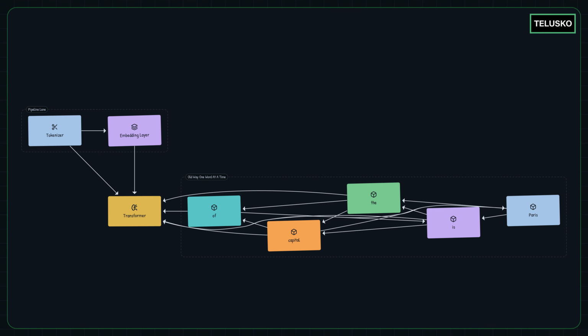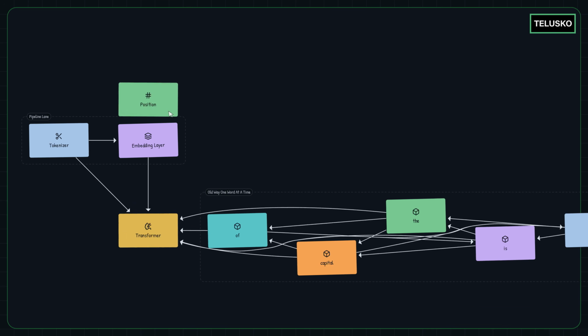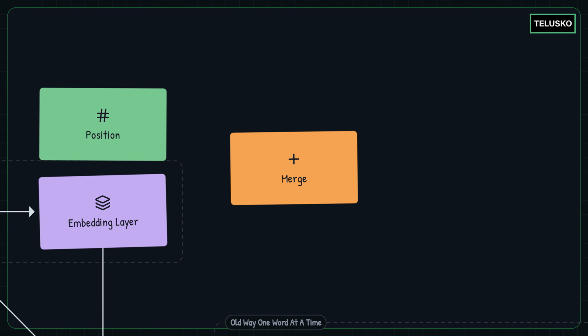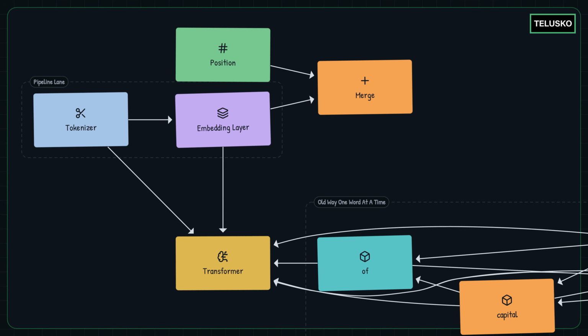So we fix it in one line. We add a position box that stamps each token column with a symbol marker that says which slot it occupies. These markers merge with the embedding columns, carrying the order all the way down into the transformer.